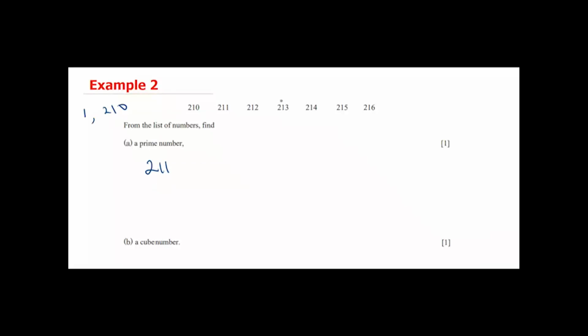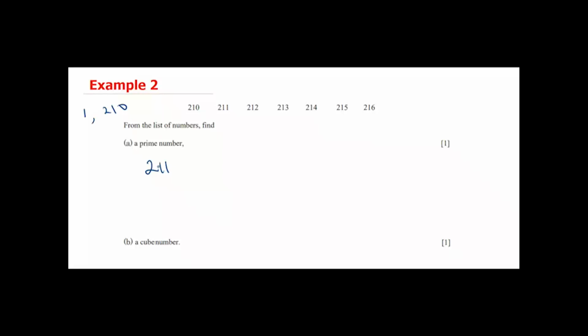So let's see if there is another one again. So 213, apart from 1 and itself, is it divisible by another number? Obviously, it's not divisible by 2. Let's check 3. 2 plus 1, 3. 3 plus 3, 6. 6 is divisible by 3. That means 213 is divisible by 3. So, of course, 214 is divisible by 2, of course, 215 is divisible by 5, and of course, 216 is divisible by 2, okay? As well as 3. So that means 211 is the only prime number there.